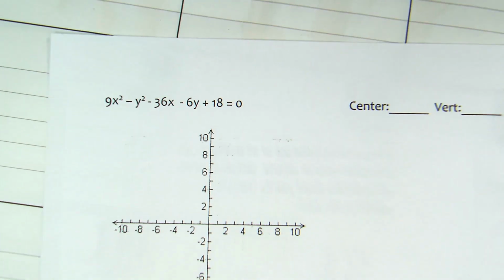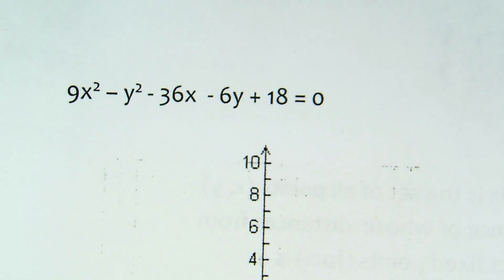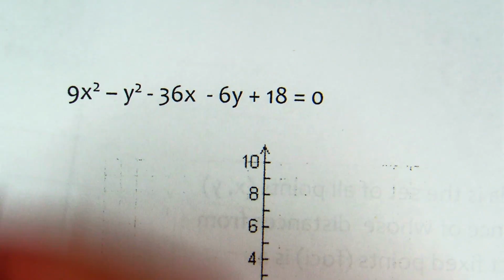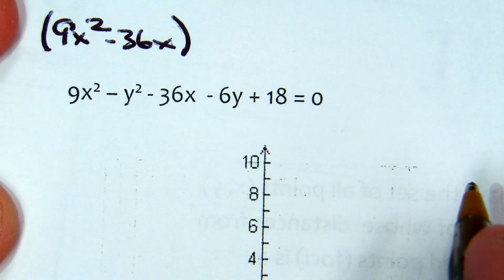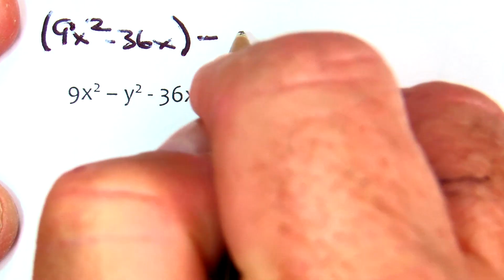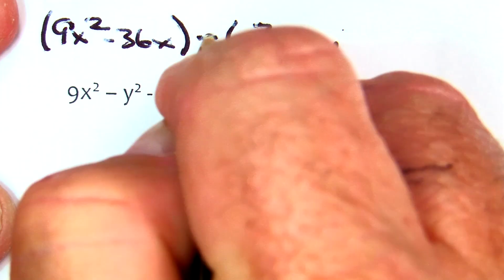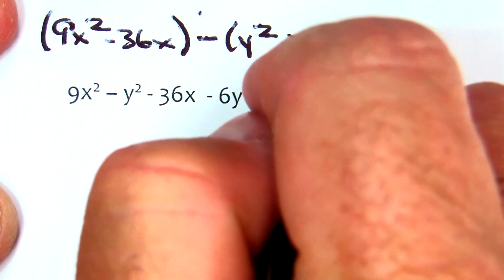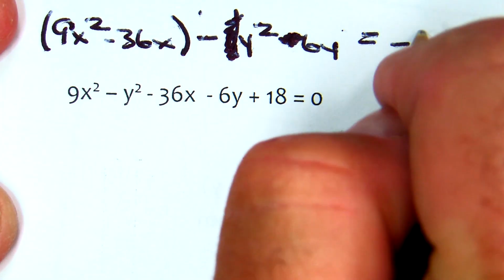What would life be without completing the square? So 9x squared minus y squared minus 36x minus 6y plus 18 equals 0. Just like with the circle, just like with the ellipse, just like with the parabola, we're going to put variables together. So 9x squared minus 36x, minus y squared minus 6y equals negative 18.